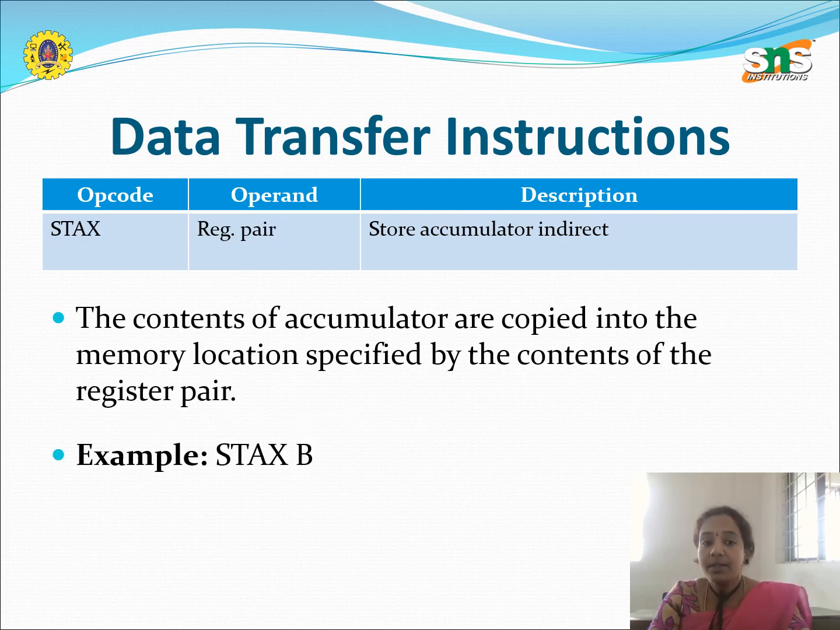So the next one is STAX. Store the accumulator with indirect data. The contents of the accumulator are copied into the memory location specified by the contents of the register pair.